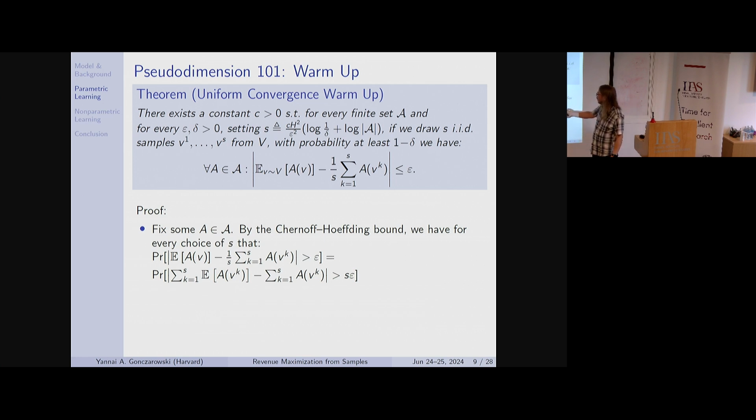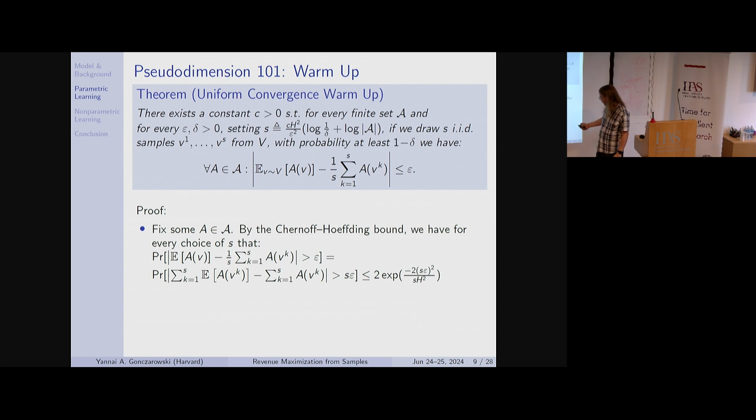So we need to find the correct S, right? We're thinking, if we take 5 samples or 10 or 20 or 30, what will happen? We're asking ourselves, when will the bad event happen? When will this difference be more than epsilon? This difference being more than epsilon means that the difference between the sum of expectations and the sum of what we've seen is greater than S epsilon.